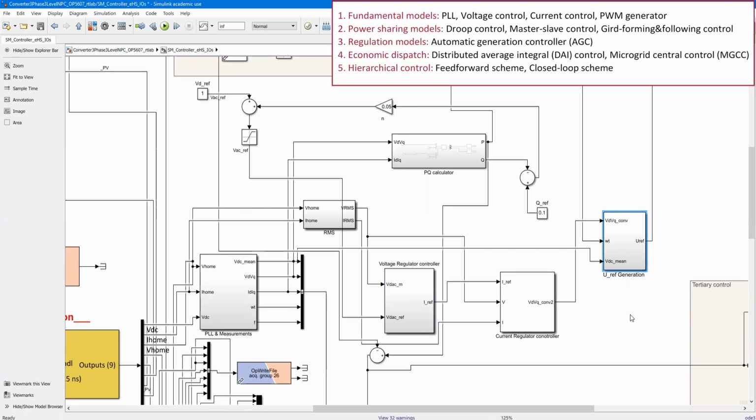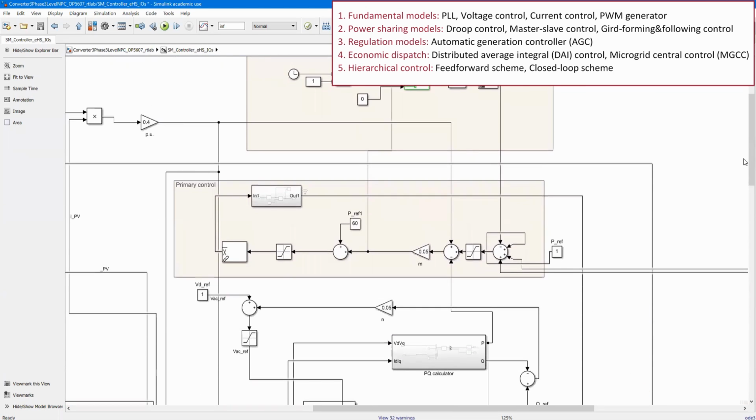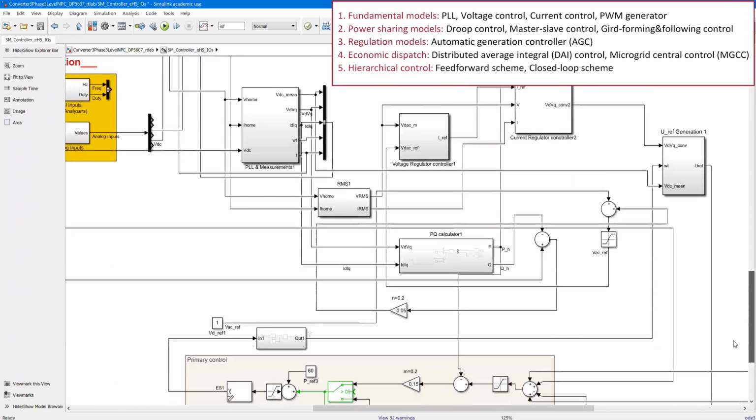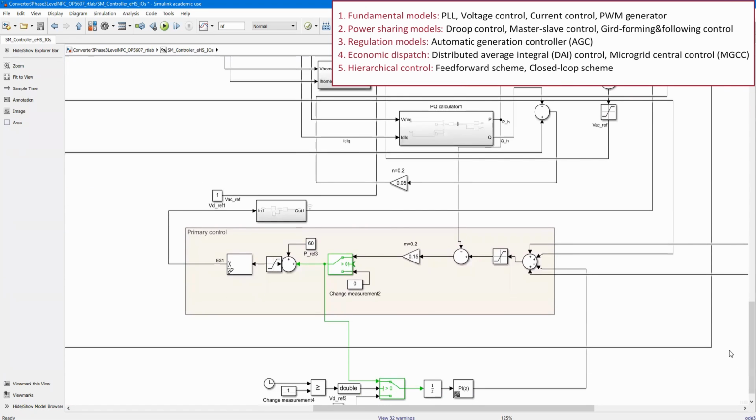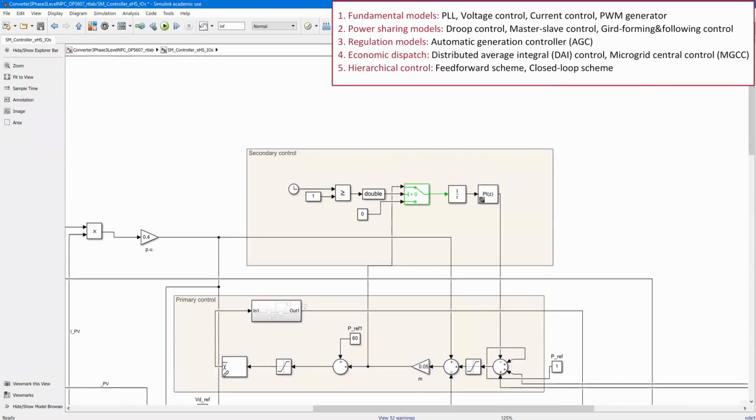Secondly, power sharing models such as droop control, master-slave control, and grid forming and following control. Thirdly, regulation models, automatic generation control.